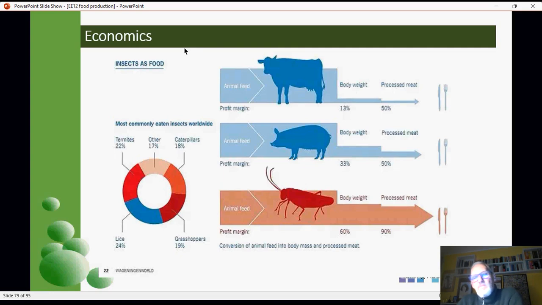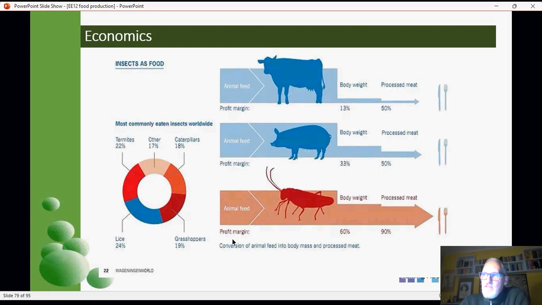What about the conversion of the animal feed? Now, if you remember way back in one of the first talks, we talked about the efficiency of going down a food chain, and essentially this is what we have here. So you can see that the amount of animal feed going into a cow and the amount of stuff coming out is really rather inefficient compared to a cricket or an insect, okay, in terms of animal feed in, processed meat out.